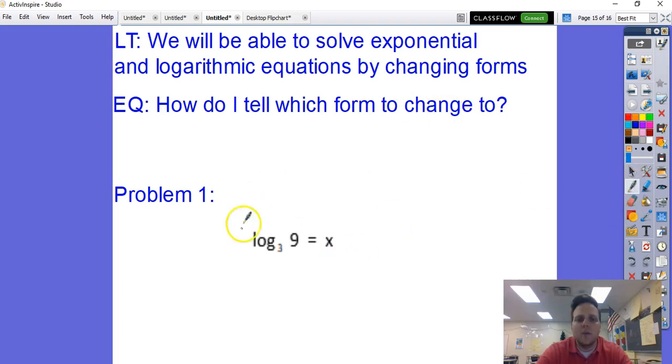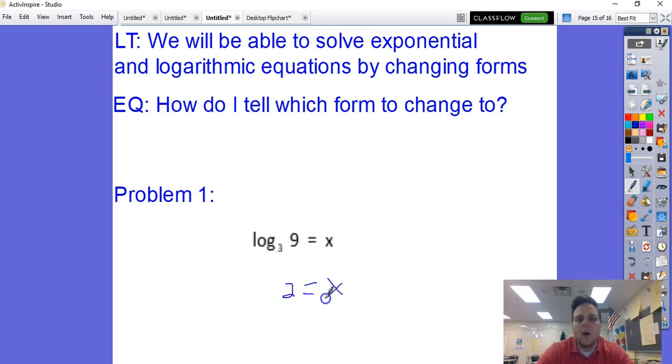Because look at this first problem I have for you right here. Log base 3 of 9 equals x. Whoa, hit the pause. Is x already isolated? Yes. So then all you have to do is look at the left side and say, what is this number? Evaluate this right here. You guys know how to do this in your calculator. You just hit math, you scroll up to log base, you type in the 3, you type in the 9, and you would get 2.